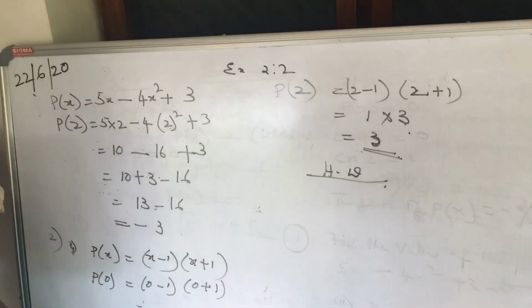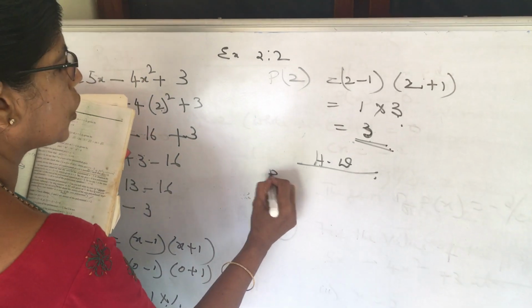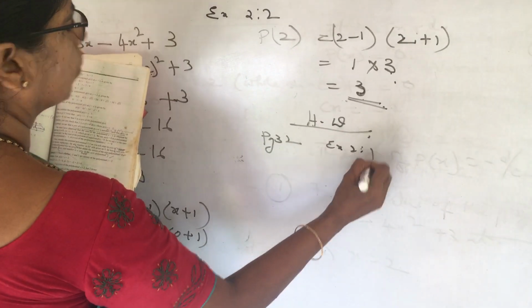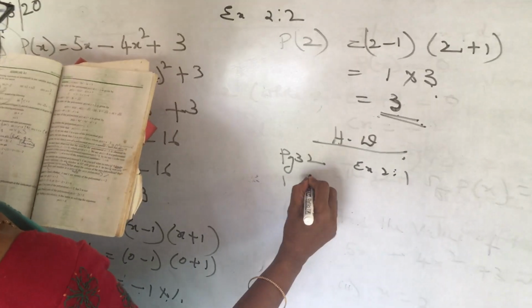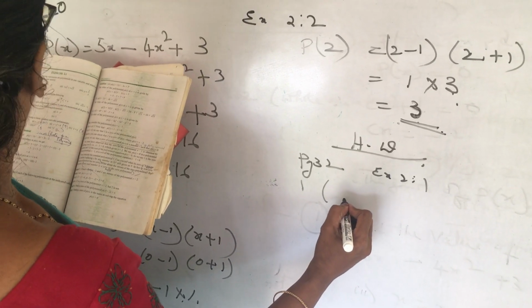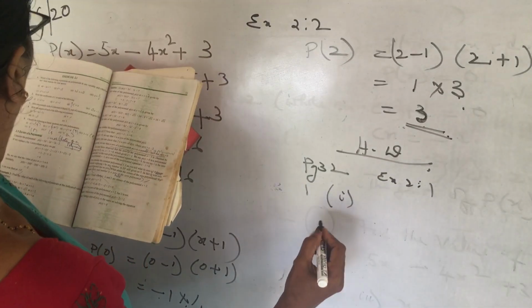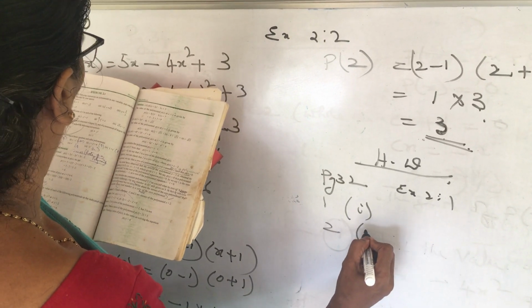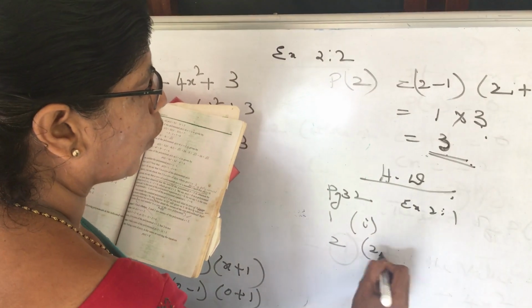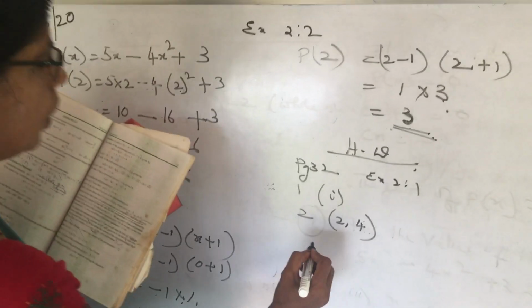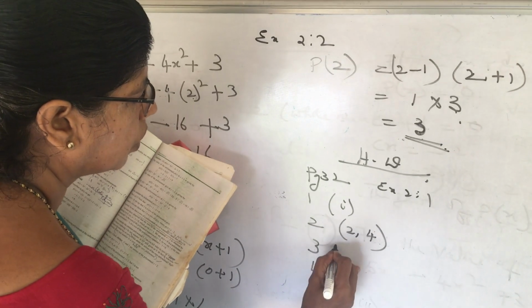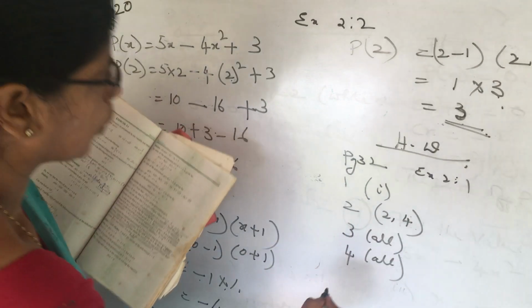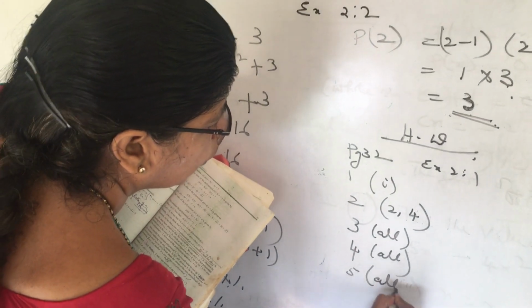homework. Please note down the homework, children. Page 32, exercise 2.1. First Roman number, first bit. Second Roman number, 2 and 4. 3 all. 4 all. Fifth Roman number, all.